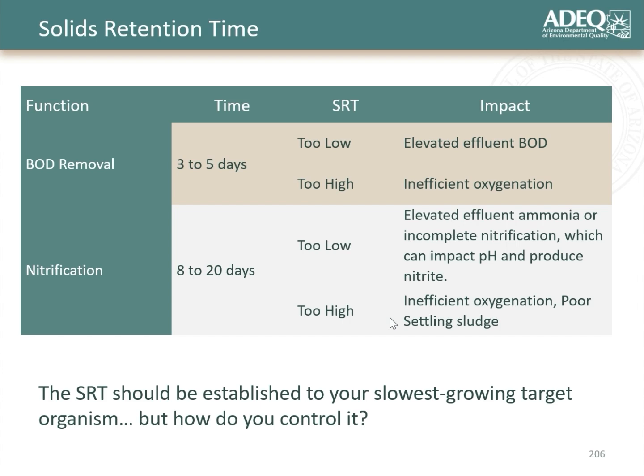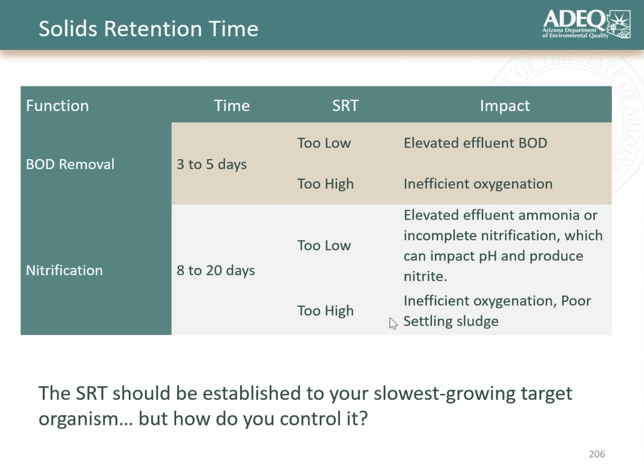So if your SRT is too low, you can have elevated effluent BOD. If it's too high, then you could have inefficient oxygenization, because then you have too much bacteria in there just trying to get oxygen within that thicker wastewater. This thicker mixed liquor becomes less efficient. So that's one thing to think about.